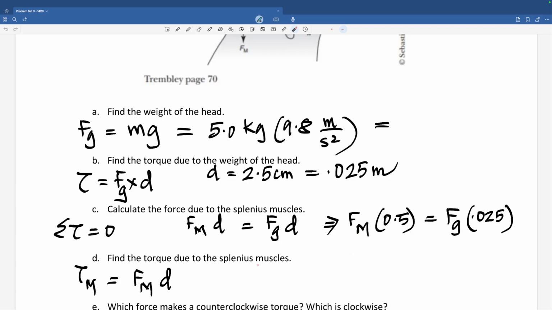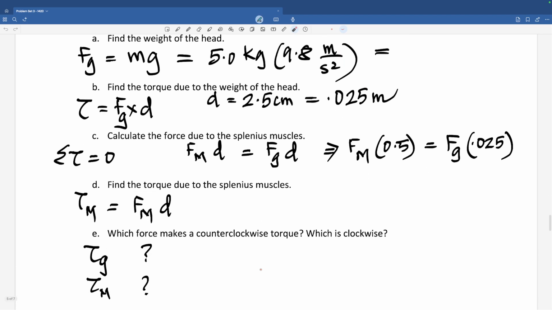Then D is simply a repeat. Once you get the force, you just multiply it with 0.5 and you would get the torque due to the splenius muscles. It's just a repeat. Which makes a counterclockwise torque and which is clockwise, I've already explained it. I think you should be able to figure that out by looking at the direction of rotation, right?